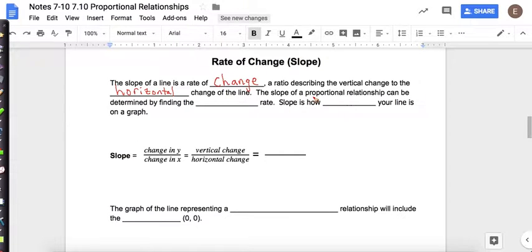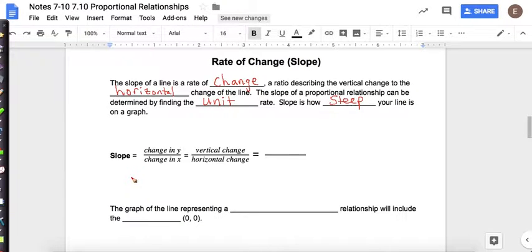The slope of a proportional relationship, remember a proportional relationship is a multiplication pattern all the way through, so it means you're multiplying all the x values by a number to get the y values. And this can be determined by finding the unit rate. So the slope of a proportional relationship can be determined by finding the unit rate. That's how much for 1, if you had forgotten what unit rate was. And slope is how steep your line is on a graph.